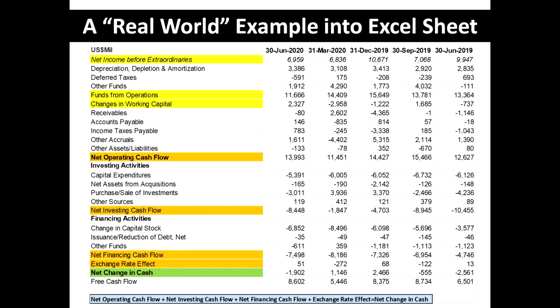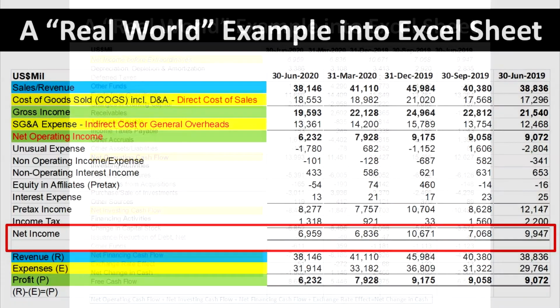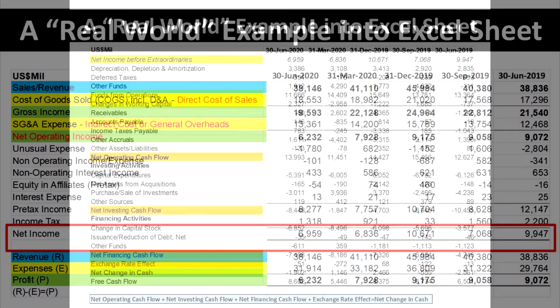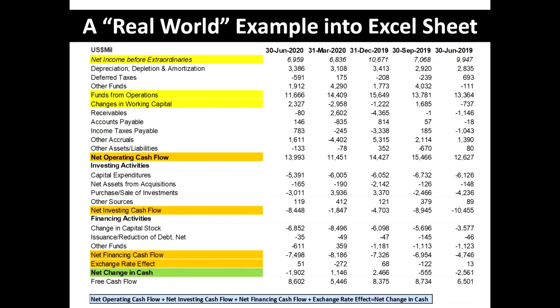That way, you'll be able to see the main components of the cash flow statement and how it relates to the formula. The cash flow statement starts with net income. This is taken from the income statement. To refresh your memory, here's the income statement which we went through in the previous episode. The net income is highlighted in the red box. Back to the cash flow statement.